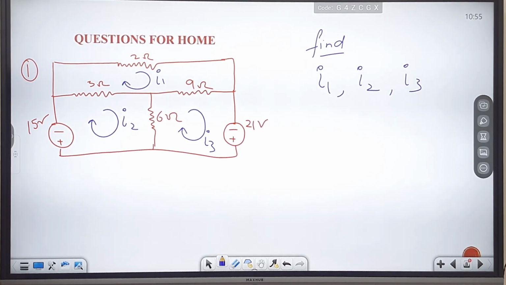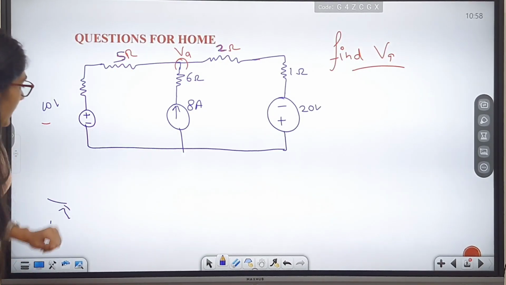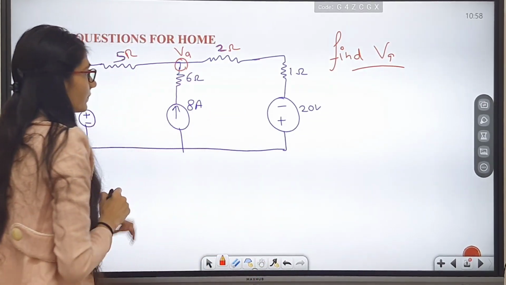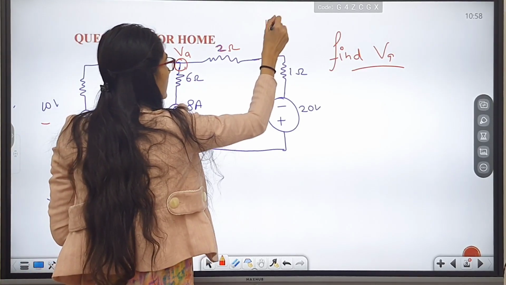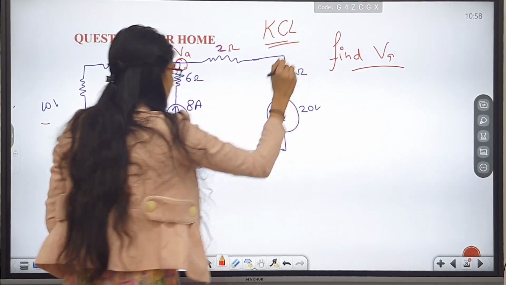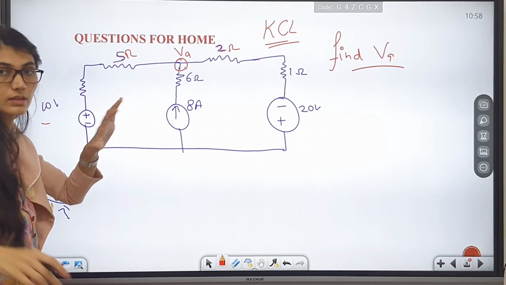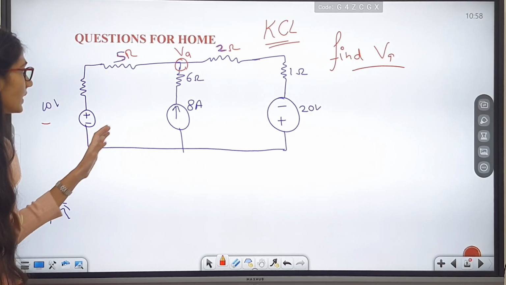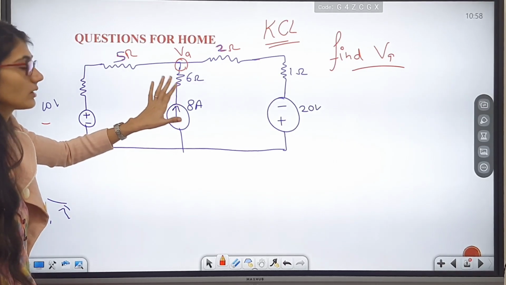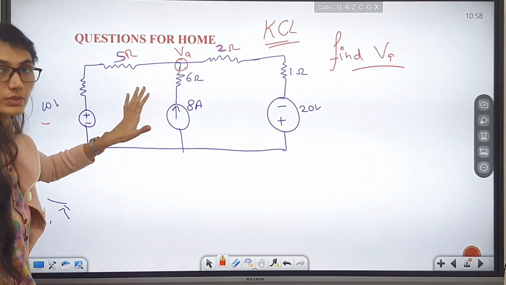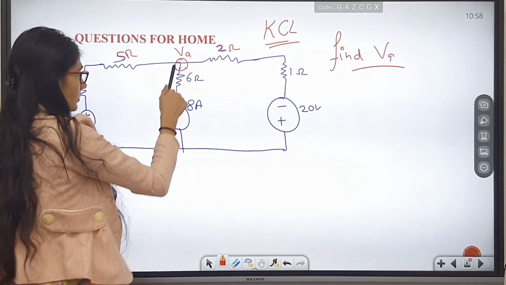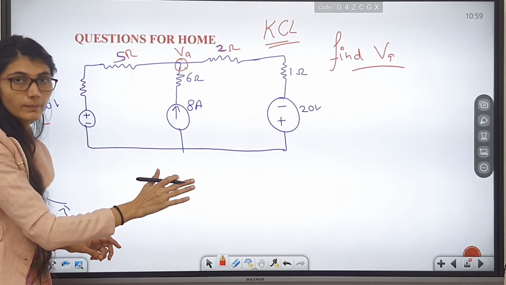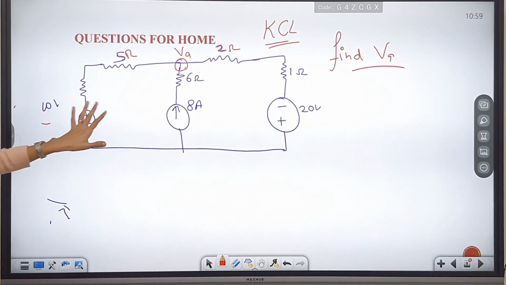Okay, the second one is your numerical, and you have to find VA using KCL. While applying KCL, always make sure in your mind that you are taking the direction of the current right. You are using the conventions. Here it is going inside the junction, so you have to take it negative. And while solving this, it's on you.